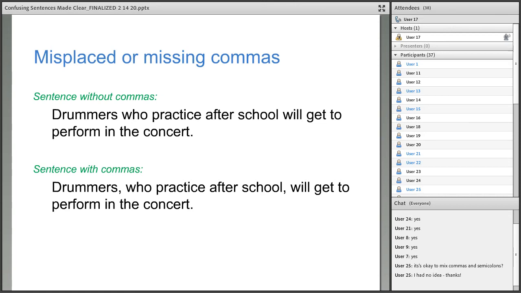Our second sentence reads, "Drummers, who practice after school, will get to perform in the concert." In this sentence, the commas around the words "who practice after school" are very important because they indicate that the words "who practice after school" aren't necessary to identify the word they modify, which is "drummers." In other words, all drummers will get to perform in the concert, and the fact that they practice after school is not essential to the meaning of this sentence.